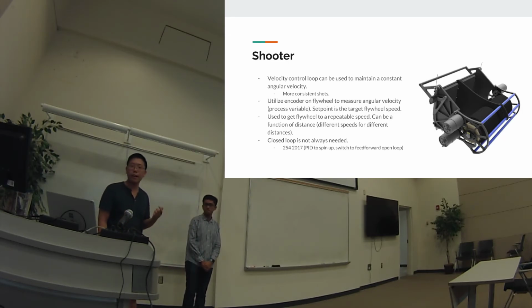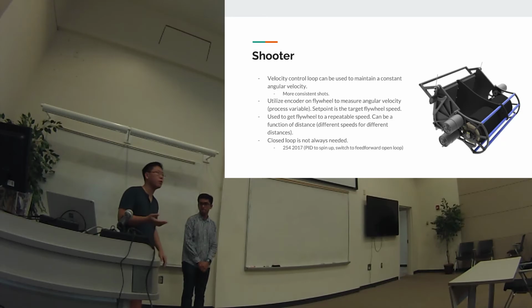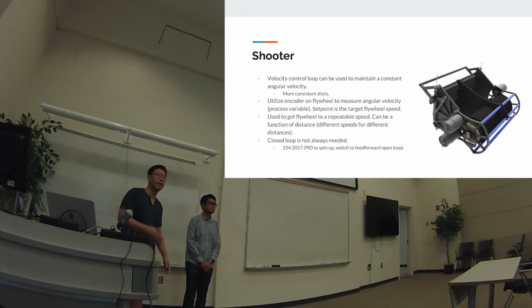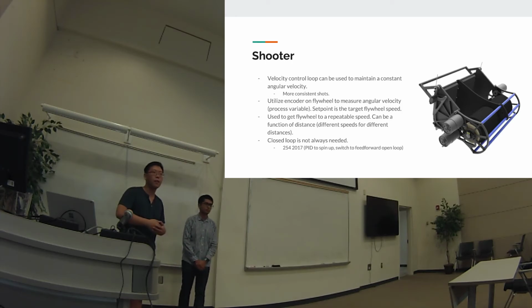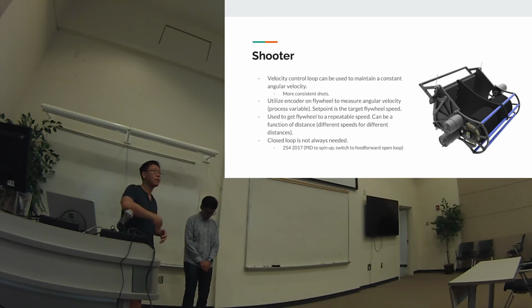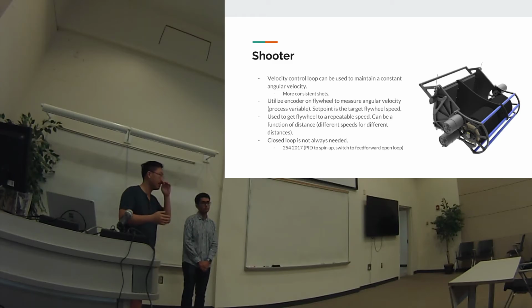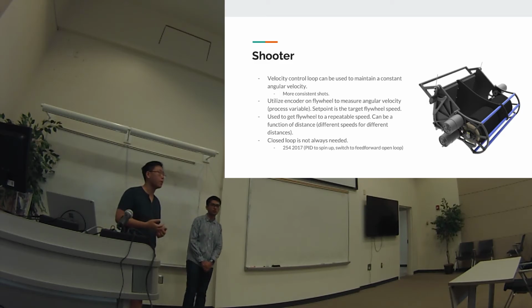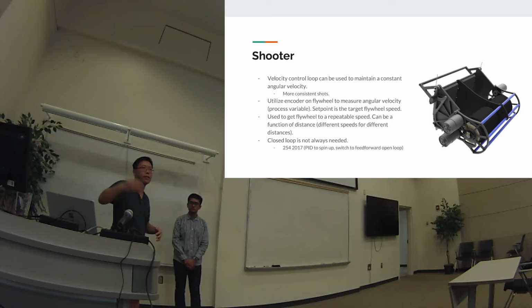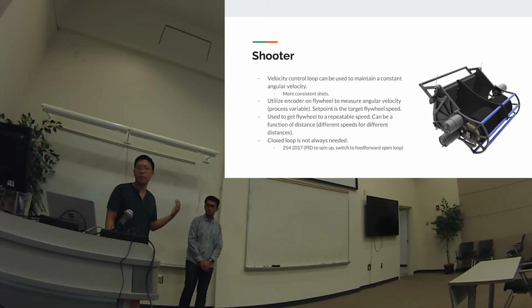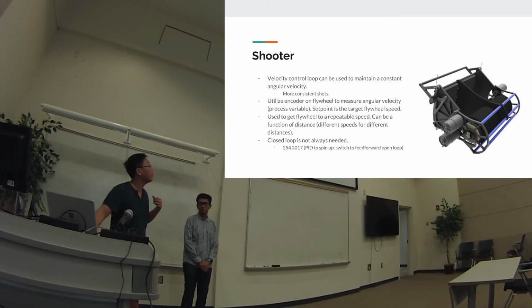And then one thing you can also do with control loops and shooters is, let's say you have a game where you have a goal and you can be different distances away from it, and you want to be able to shoot from any position. You can map the velocity of your shooter to the distance away from the goal, and have different speeds for different distances, and that can be continuous. And I believe 254 also did that.